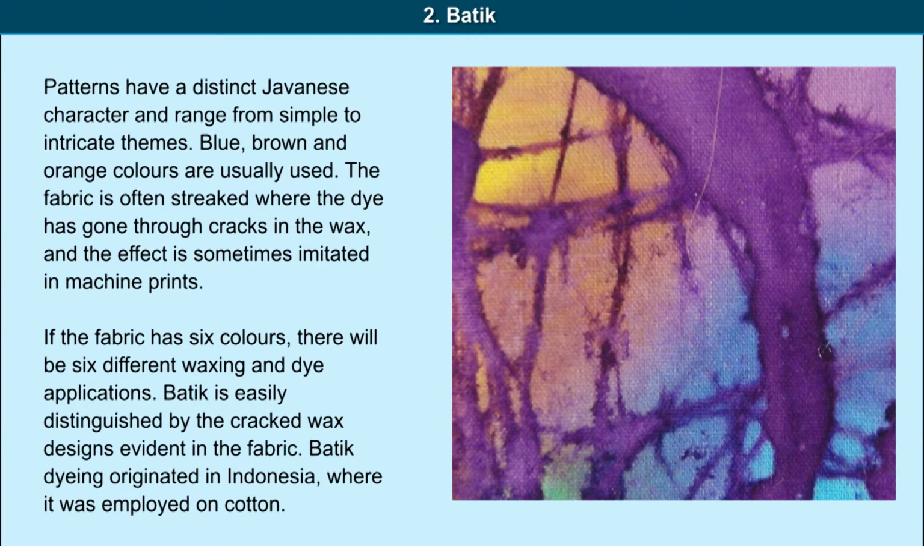Patterns have a distinct Javanese character and range from simple to intricate themes. Blue, brown and orange colors are usually used. The fabric is often streaked where the dye has gone through cracks in the wax, and the effect is sometimes imitated in machine prints. If the fabric has 6 colors, there would be 6 different waxing and dye applications. Batik is easily distinguished by the cracked wax designs evident in the fabric. Batik dyeing originated in Indonesia, where it was employed on cotton.